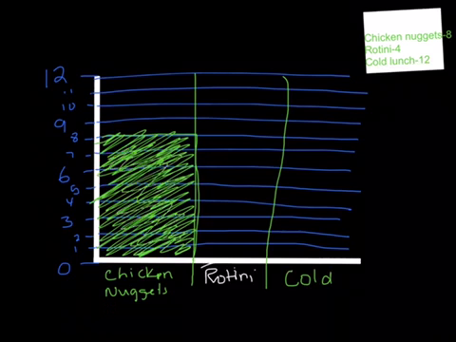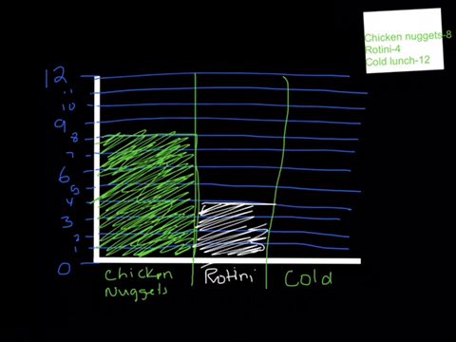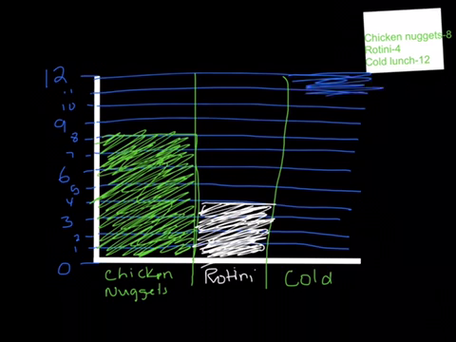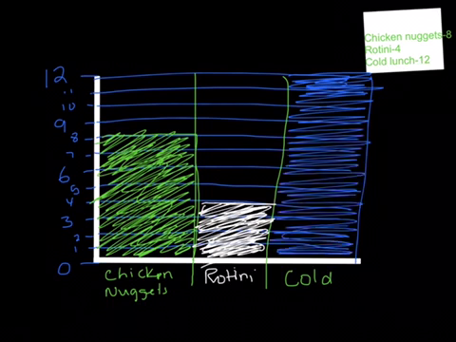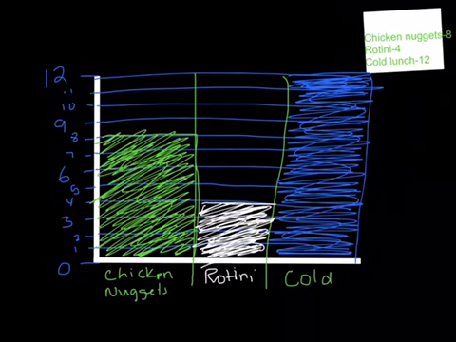For rotini, we had 4 students choose rotini. So we went to our 4th value and we shaded in 4 to represent 4 students who chose rotini. And then for our cold lunch, we had 12 students choose cold lunch, and that was our highest value. So we shade in the bar all the way to the 12. Now, don't forget that you need a title and you need labels for your y-axis and your x-axis.